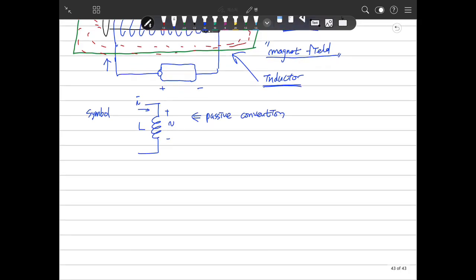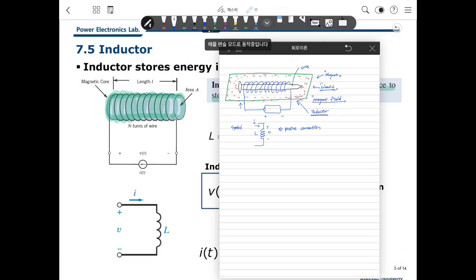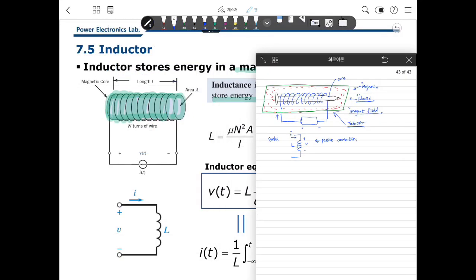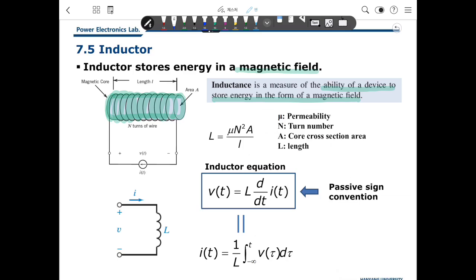Then the inductance in the geometry is calculated this way here. So inductance L is length over here, and mu is permeability. In Korean it is 투자율.